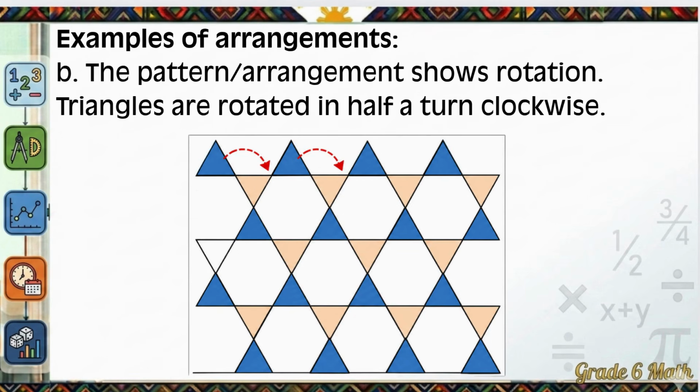Quick check for you. If a triangle is pointing up and you rotate it half a turn, what will it look like? Answer: it will point down.